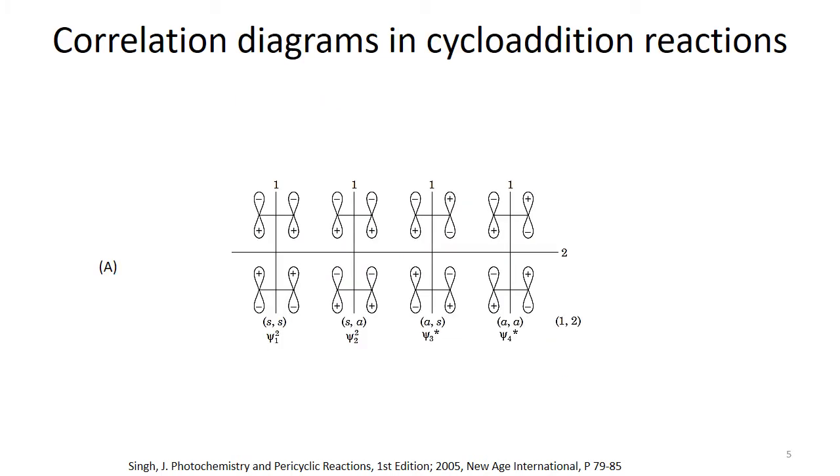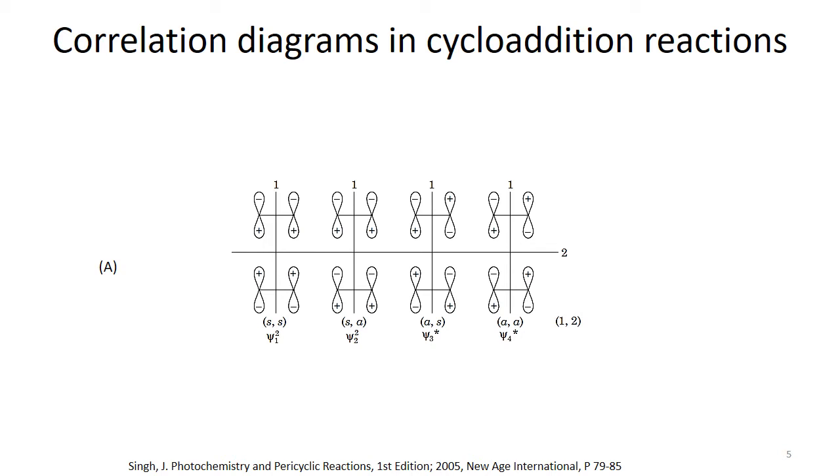So when we talk about the correlation diagrams for the conversion of two ethylene molecules to cyclobutane, what we do here is consider the pi orbitals in the case of ethylene molecules. And when we talk about cyclobutane, then we have to consider the sigma bond or sigma orbitals here.